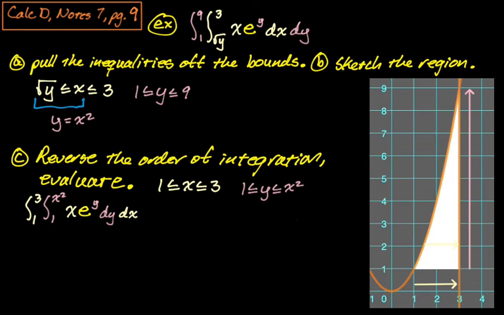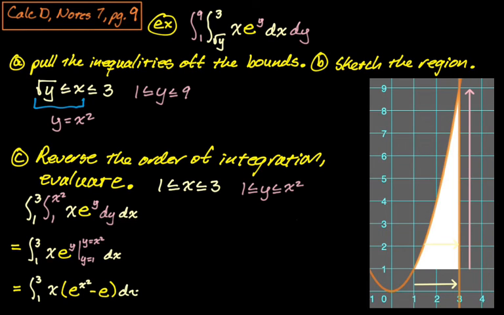So this, we're going to go dy. The integral of e to the y is just e to the y. So we'll go 1 to 3. X is still there because it's just a constant. The integral of e to the y is e to the y, and we are going from y equals 1 to y equals x squared. And then the fundamental theorem on this is going to give us x times the quantity e to the x squared minus e to the 1. And that's a little weird. E to the 1 does not show up very often. But we're integrating with respect to x, so this is not a problem.